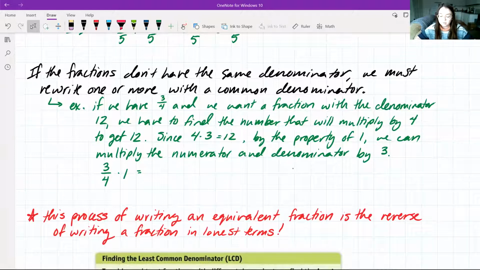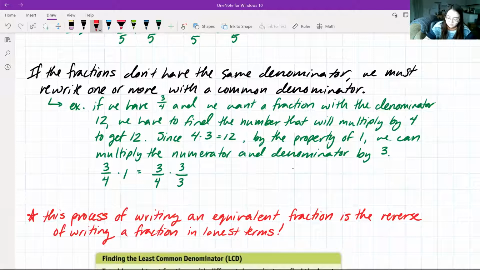For example, if we have 3/4 and we want a fraction with the denominator of 12, we have to find the number that will multiply by 4 to get 12. Since 4 times 3 is equal to 12, by the property of 1, we can multiply the numerator and the denominator by 3. Using our property of 1, we can multiply any number by 1 or anything equivalent to 1. And 3 divided by 3 is equivalent to 1. So 3 divided by 4, we can say, multiplied by 3 divided by 3, and that's the same thing as 1.